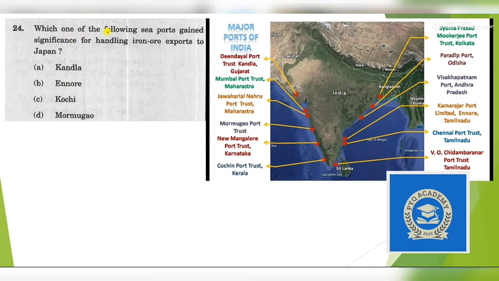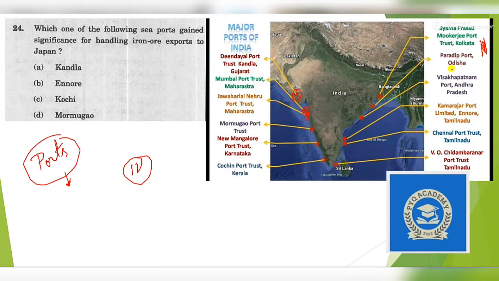Next question. Which of the following seaports gained significance for handling iron ore exports to Japan? Ports are a very important topic, and questions on ports have been asked a number of times. Remember, there are only 12 major ports, and you need to remember some of the characteristics of these ports. Japan is somewhere here, in the eastern direction from India. That means all the ports on the eastern coast must be useful.